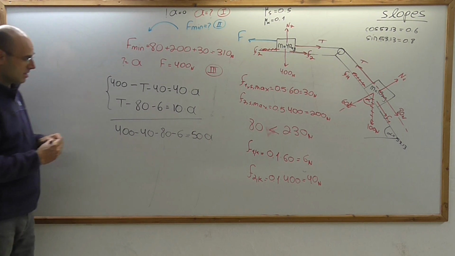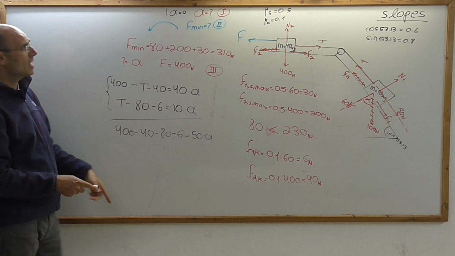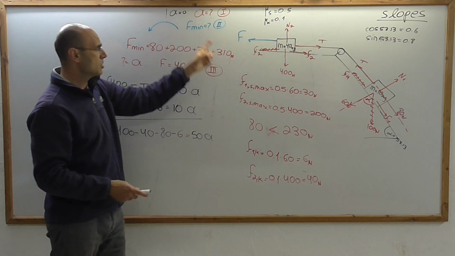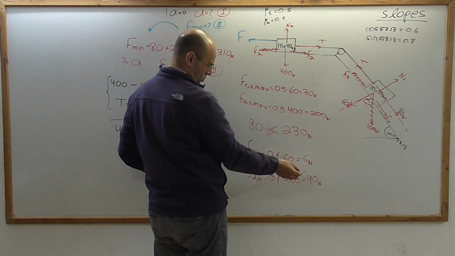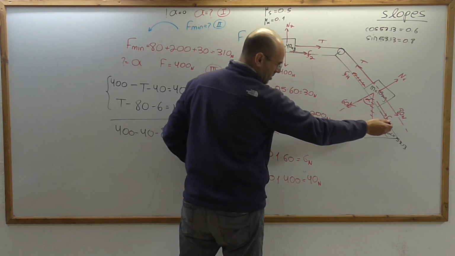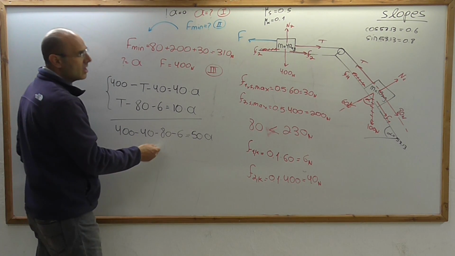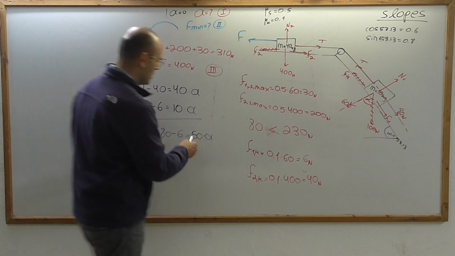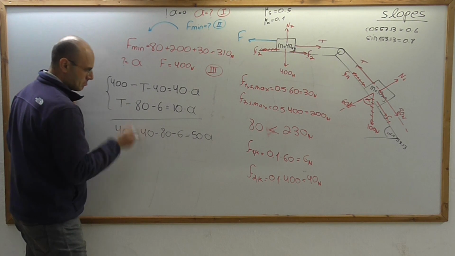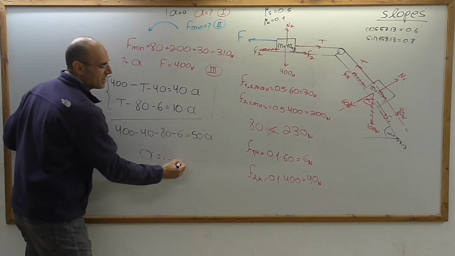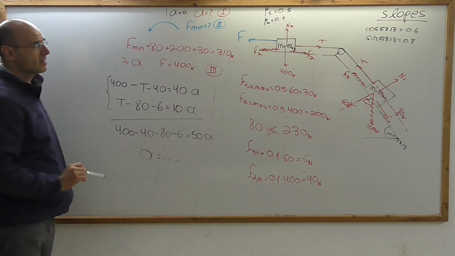What can I say about this equation? If I were to look at this system as a whole, I would write 400, which pulls the system, because F is 400, minus all the external forces, which are F2, meaning 40, 6, and 80. 400 minus 40, 6 and 80 equals the mass of the system, which is 50, multiplied by the acceleration. No calculation. Okay, A equals something. It doesn't really matter.